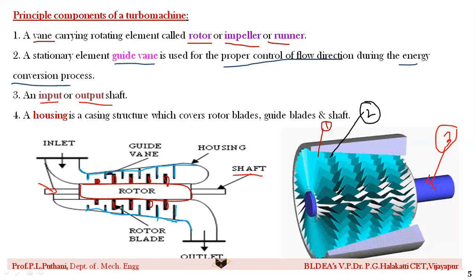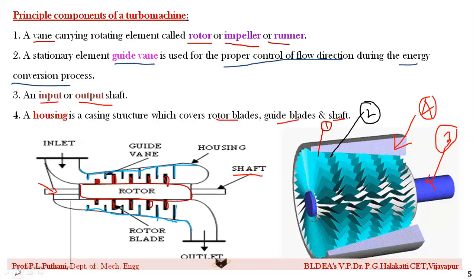Then this entire assembly, that is the rotating blades, guide vanes, and the shaft, they're all incorporated within a covering structure. This particular covering structure, we call it the housing. That is number 4. So housing is nothing but a casing structure which is covering which ones? All the other 3 parts, that is the rotor blades, guide blades, and the shaft.